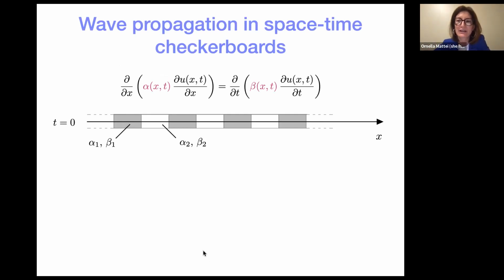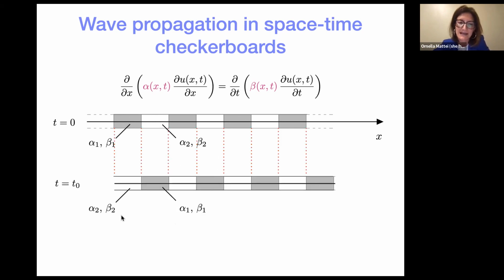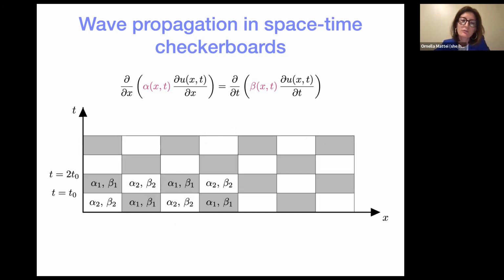The first example that we found is called a space-time checkerboard, and it's made in this way. You start at time t equals 0 with a one-dimensional element that is made of alternating segments of material 1, material 2, material 1, and material 2. Then at time t equals t naught, you instantaneously change material 1 into material 2 and material 2 into material 1, and so on. So if you plot this in a space-time diagram, you do end up with a space-time checkerboard.